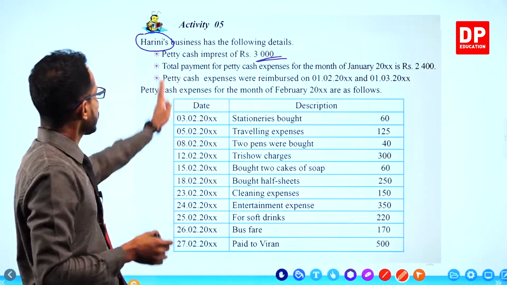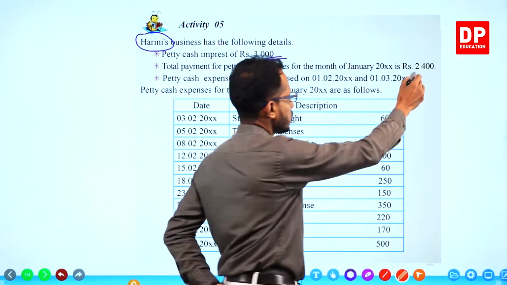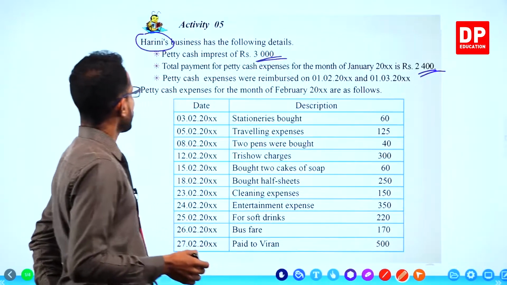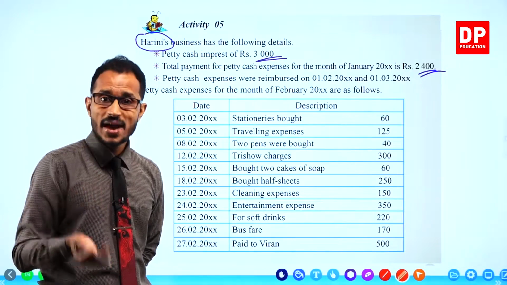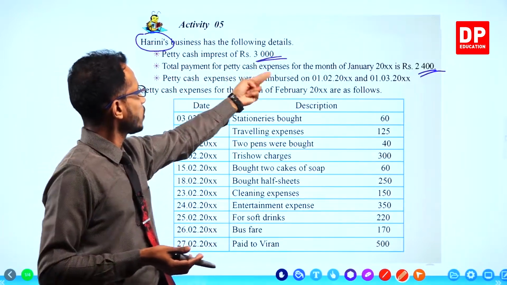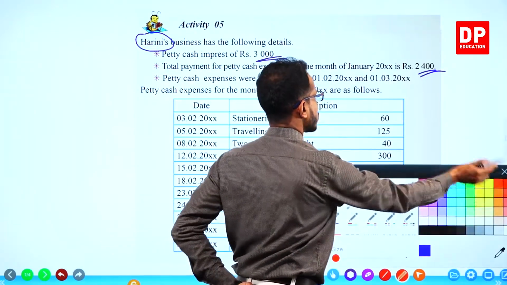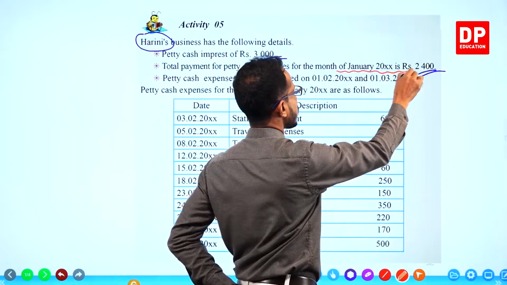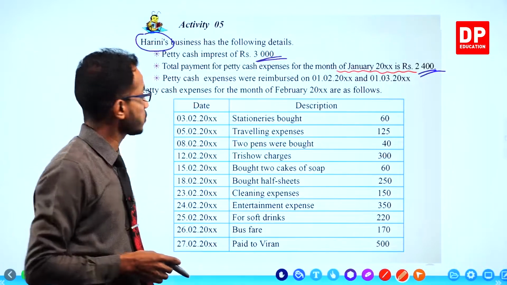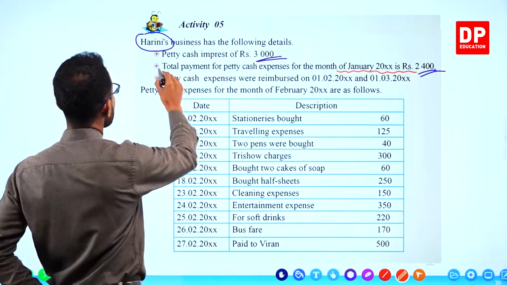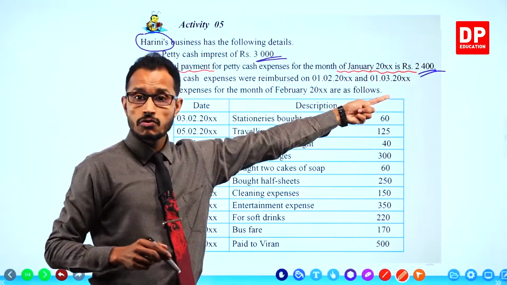And total payments for petty cash expenses for the month of January is rupees 2,400. In other words, we have spent in the month of January 2,400 as petty cash expenses. Total payments for the month of January, 2,400.